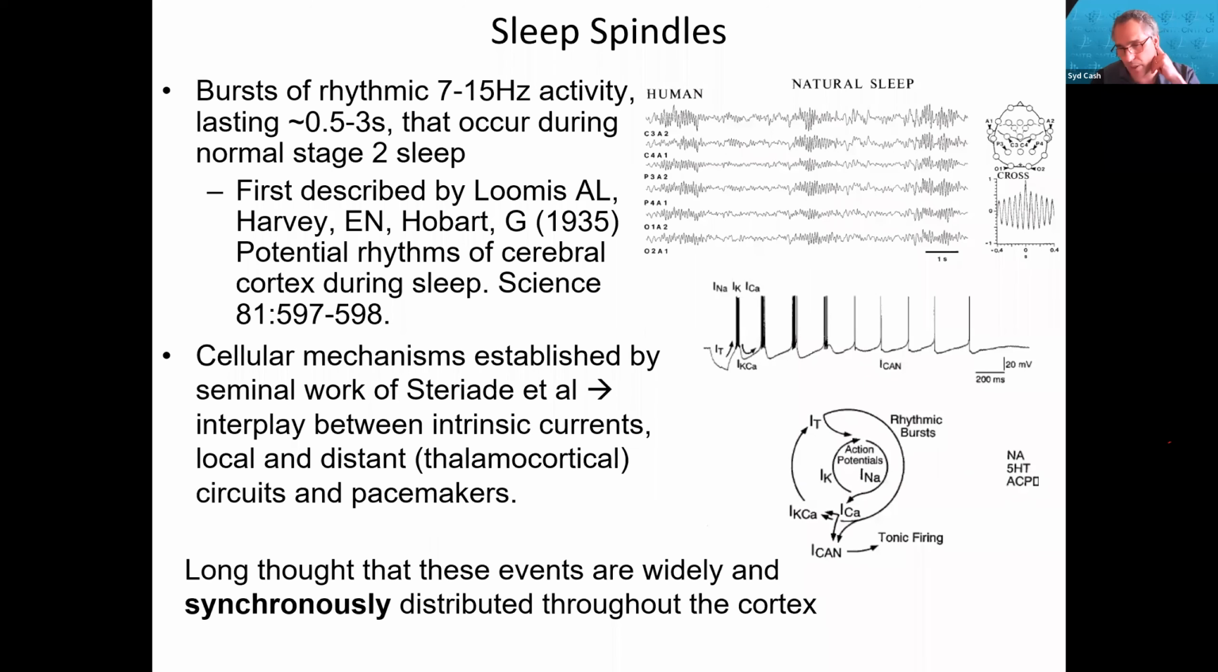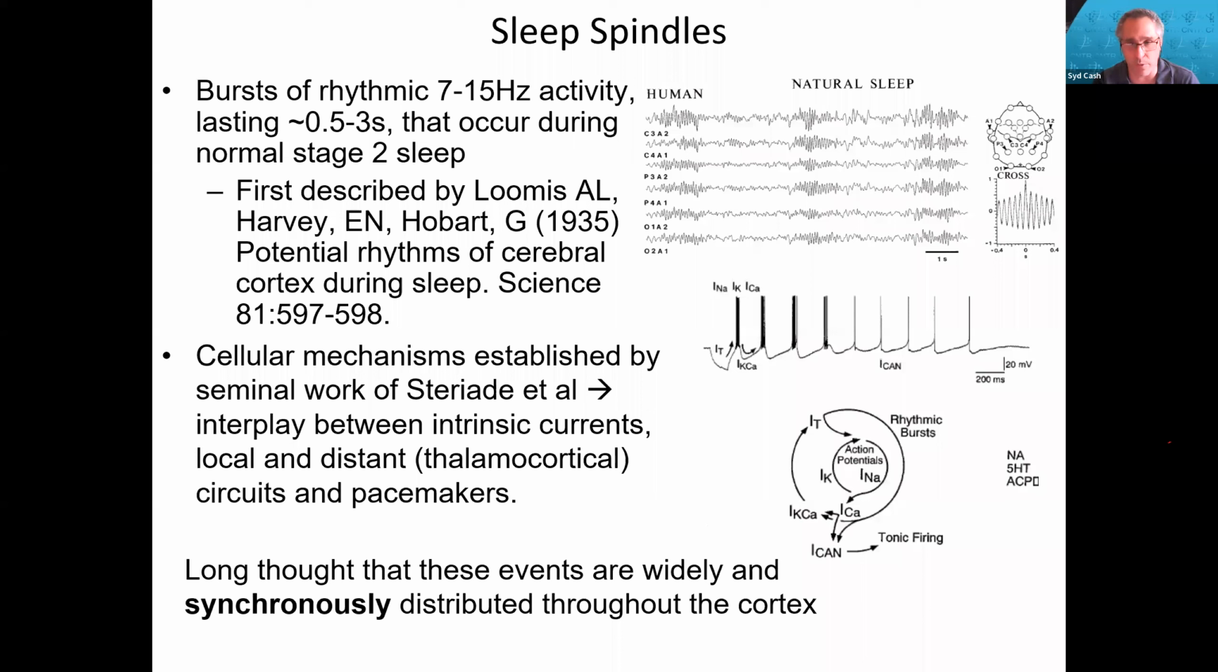It's not a digression, but let me talk about sleep spindles for a little bit. They're in this same range. They're also 7 to 15, 10 to 15, 12 to 15 hertz activity, again, variously defined, but they're really quite distinct. They are short runs of oscillations that last from a half second to a few seconds long. They occur normally during stage two sleep.